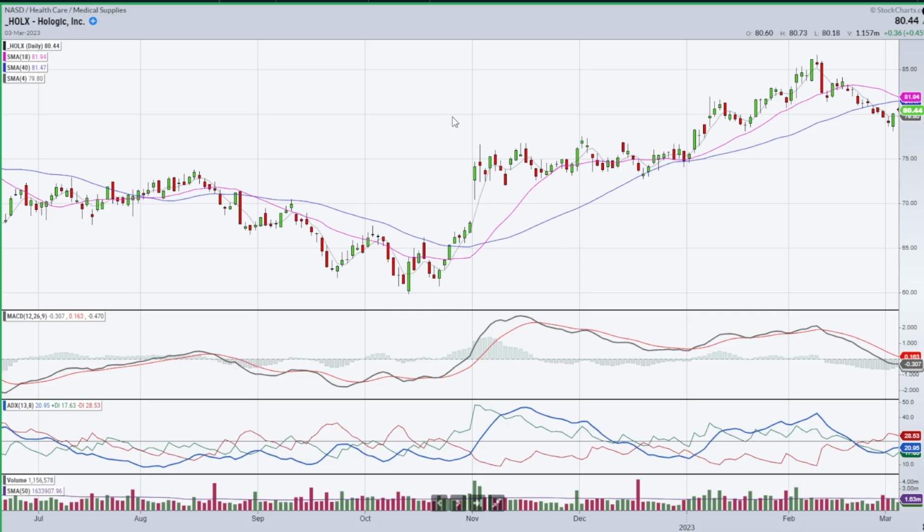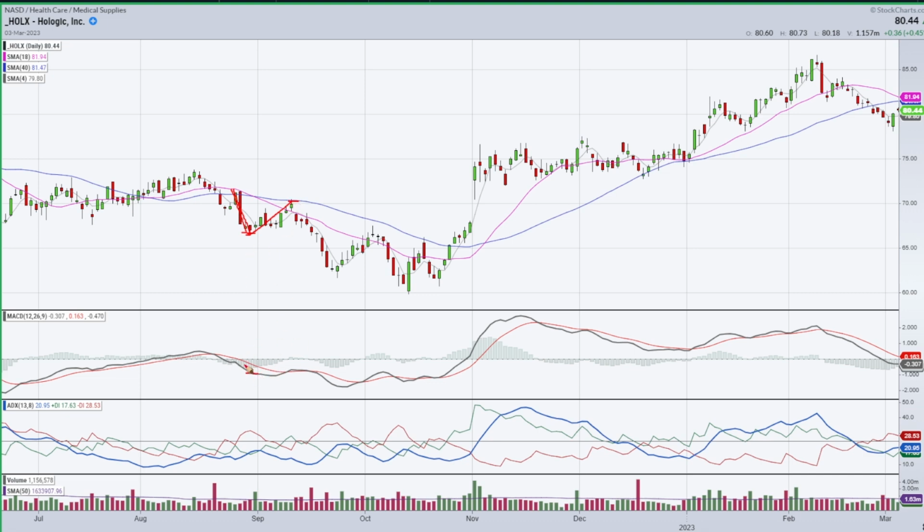Okay, so I've got a daily chart of HOLX up. I want to start out and discuss standard divergence first. So we make a move to the downside here. We rally up, and what I want to do is compare the valleys or bottoms in price and the peaks in price with the MACD.